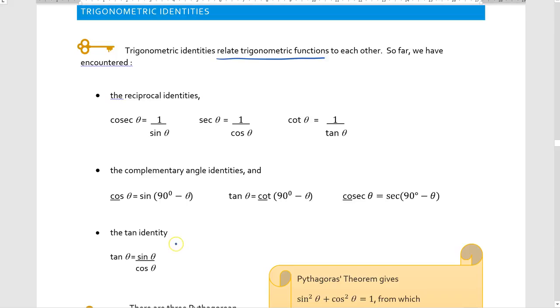We've also encountered the tan identity, so this will be really commonly used by us, that tan of theta equals sine of theta divided by cos of theta.